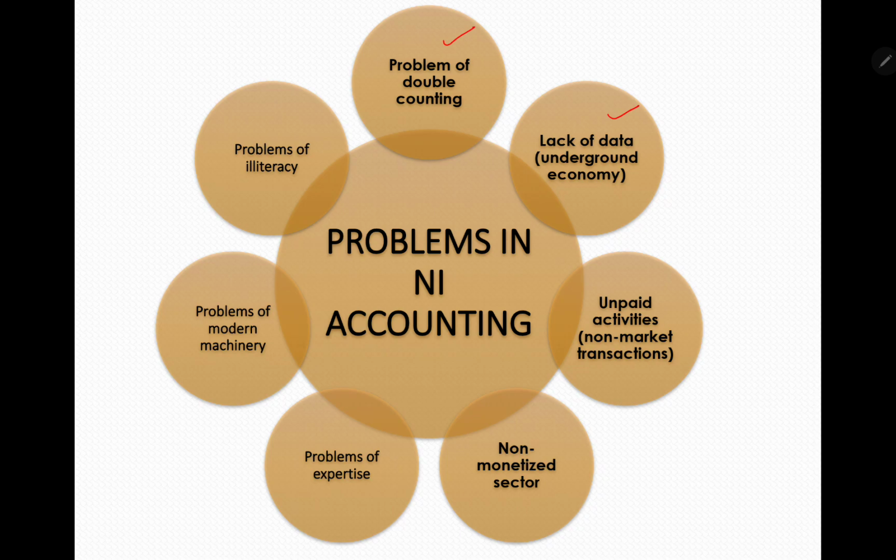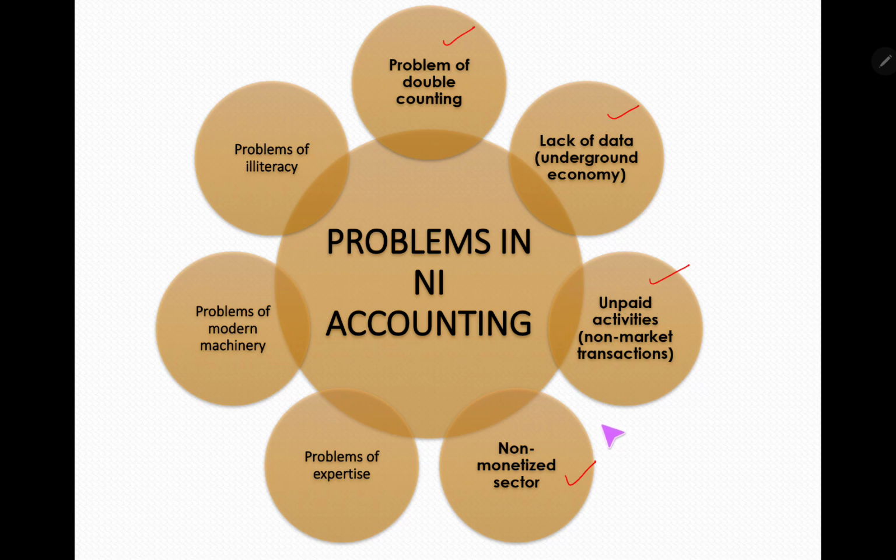them. Number 3 is the unpaid activities. There are some activities in the market which are not paid, or not paid in terms of money. Okay, for example, when you help someone without taking any money for that help that you give, it won't be counted as a productive work because it won't contribute to the economy. So non-market transaction, non-monetized sector.